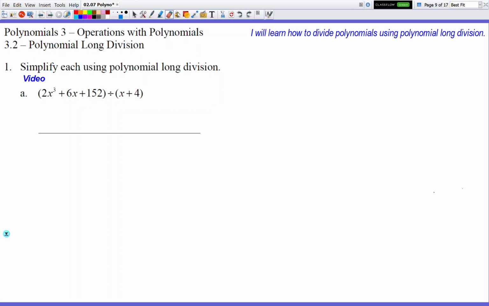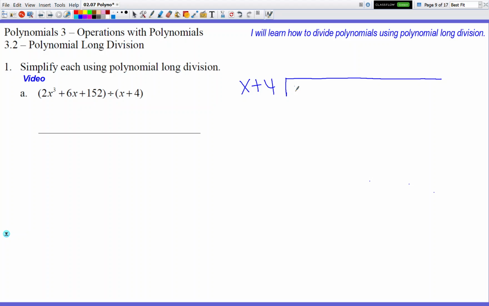And when we do polynomial long division, basically all your problems are going to start off looking like this. Whatever's in front of your division symbol is going to go on the inside, and whatever is in the back of your division symbol is going to go on the outside of this symbol. Okay, so x plus 4 is on the outside because he's in back of your divide symbol. Okay, and the 2x cubed plus 6x plus 152, that's going to go on the inside.